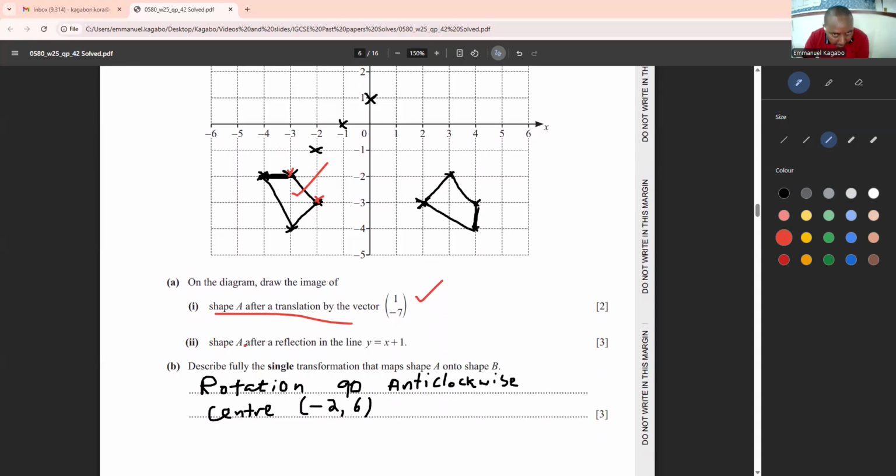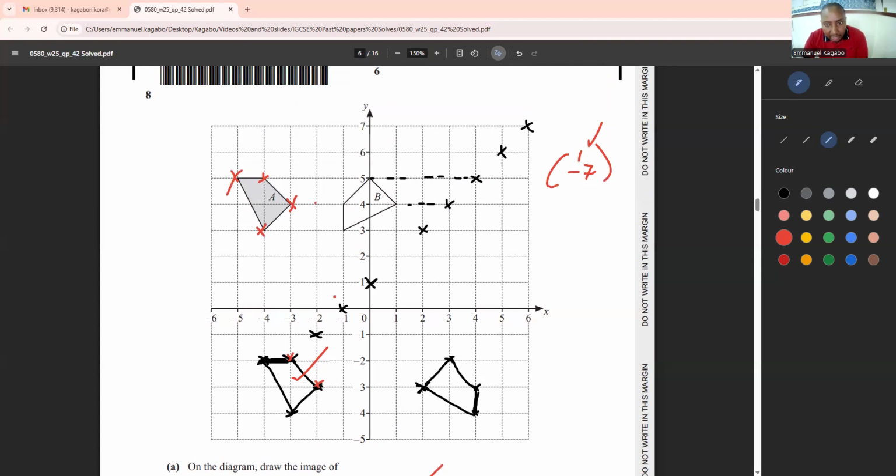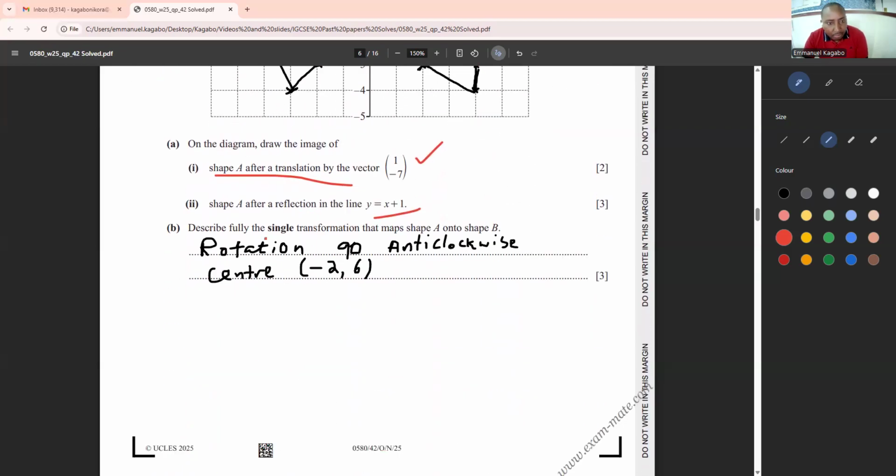Shape A after reflection in the line y equals x. We are reflecting shape A in that line. What do you do? You draw the line, you see? And then you move perpendicular like that, you see? You move like that, and then you count. That gives you this one.